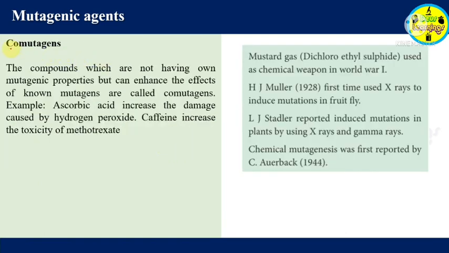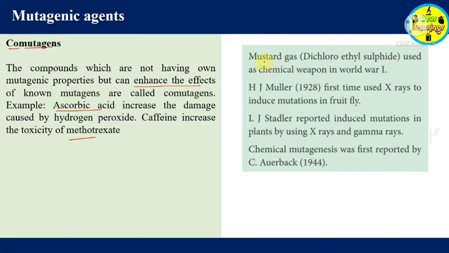Co-mutagens. If you add something more, the rate of mutation increases and is enhanced. These are compounds which do not have their own mutagenic property but can enhance the effect. We have a compound which does not cause mutation by itself, but if you add it with a mutagen, it increases the capacity. For example, ascorbic acid increases the damage caused by hydrogen peroxide, or caffeine increases the toxicity caused by methotrexate. These are examples.